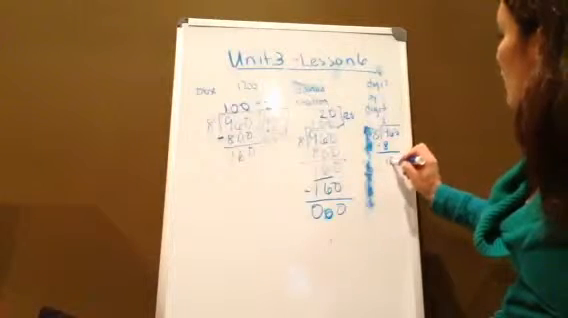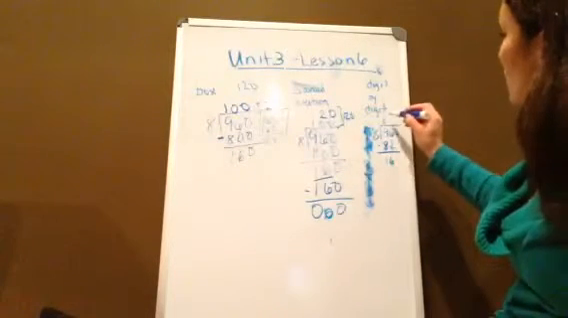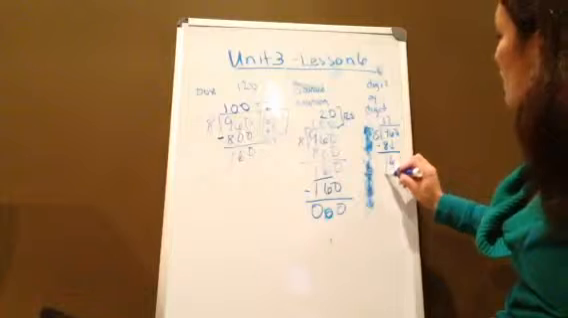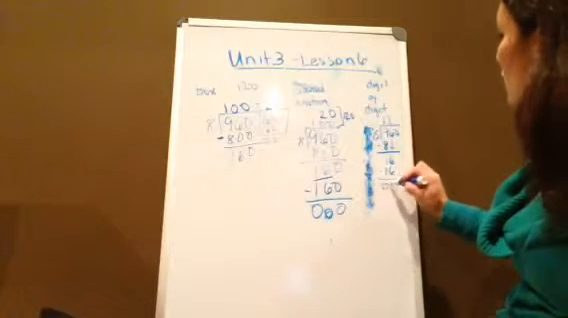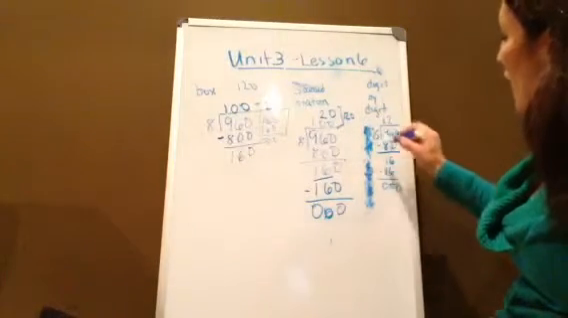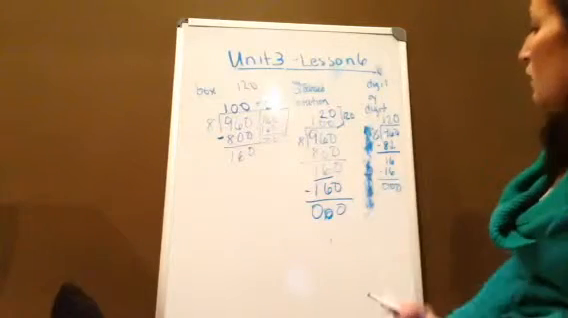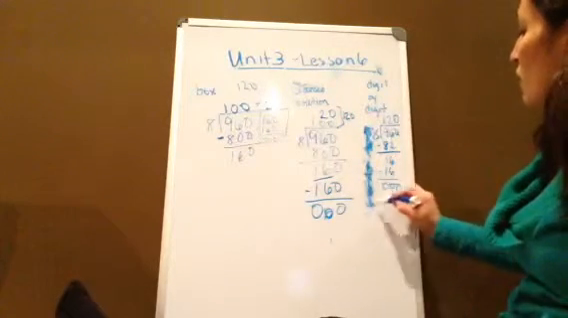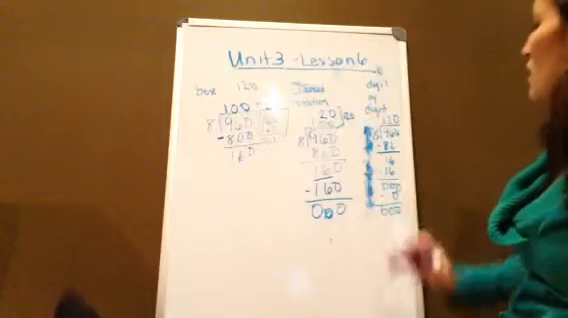Bring down the 6. 8 goes into 16 2 times. 2 times 8 is 16. Bring down the 0. 8 cannot go into 0, so I put a 0 up there. 8 times 0 is 0. Subtract them. And I'm done.